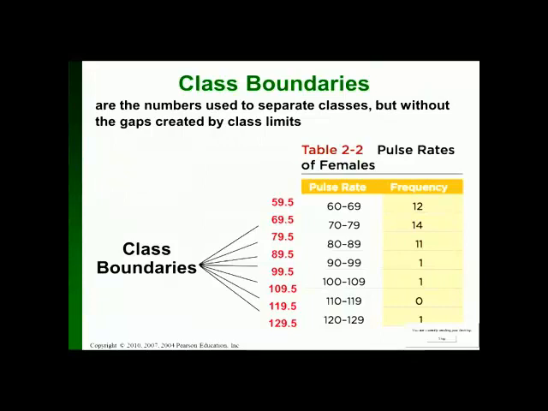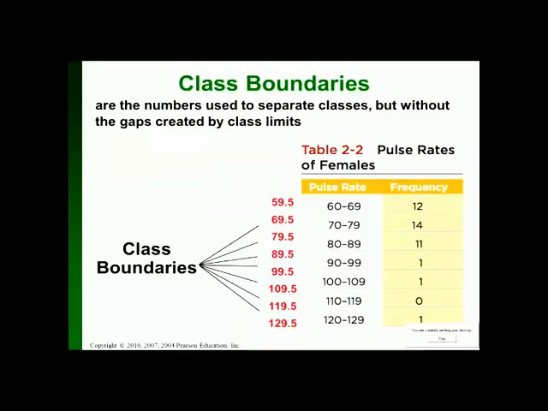You add an upper class limit to the lower limit of the next class and divide by 2. Which really makes sense if you think about what boundary is. It's halfway between one upper limit and the next lower limit, halfway between 69 and 70, halfway between 79 and 80, halfway between 89 and 90. That's what the class boundaries are.